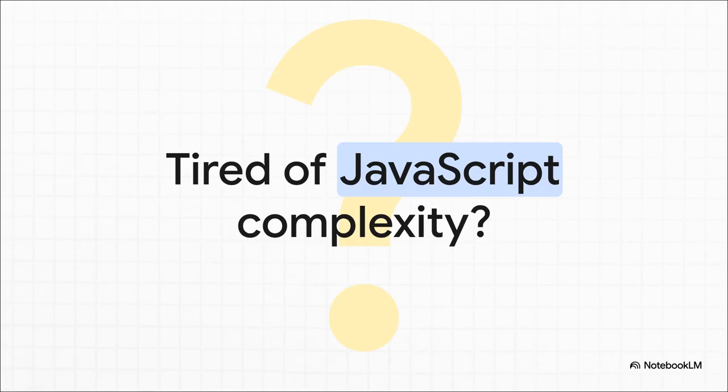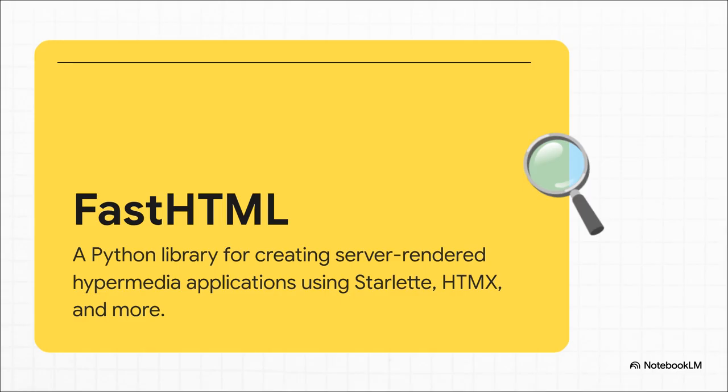I mean, you've been there, haven't you? You craft this really elegant Python service, and then you have to completely switch gears to wrestle with React or Vue or Svelte, and the whole universe of build tools and state management. It can be exhausting. But what if you could just skip most of that? What if you could stay in Python, the language you already know and love, for pretty much everything? And that, right there, is the core promise of FastHTML.